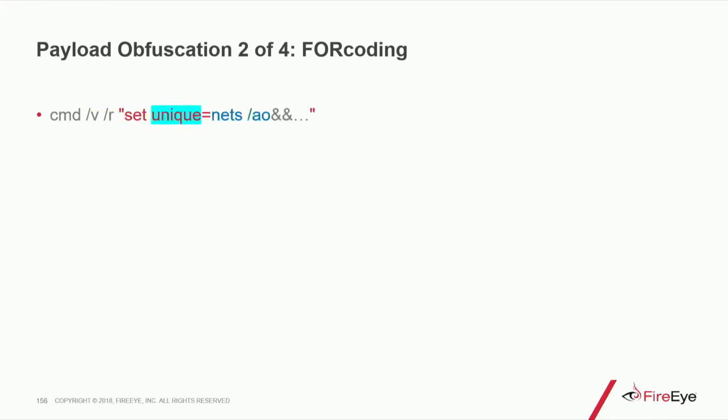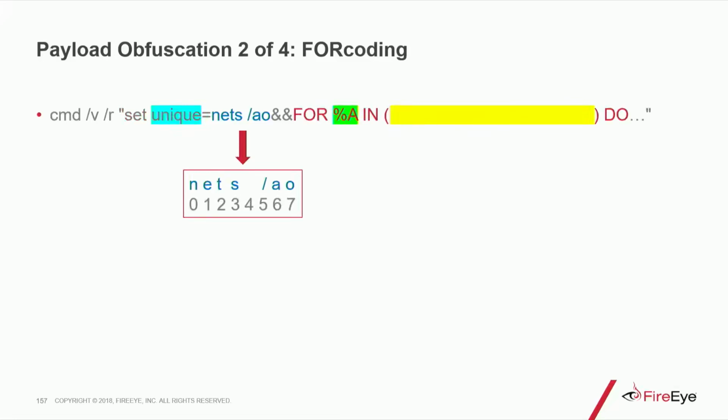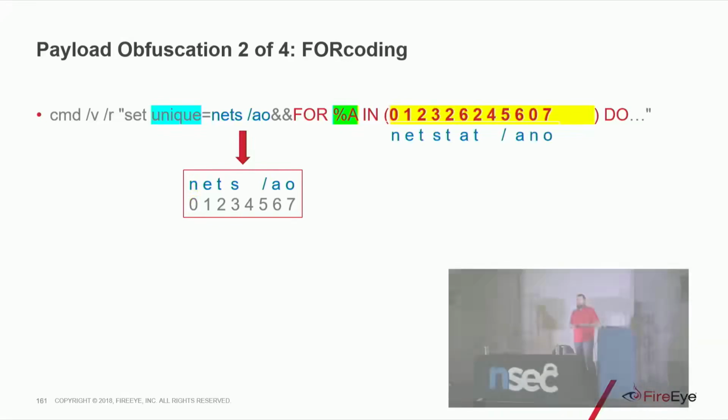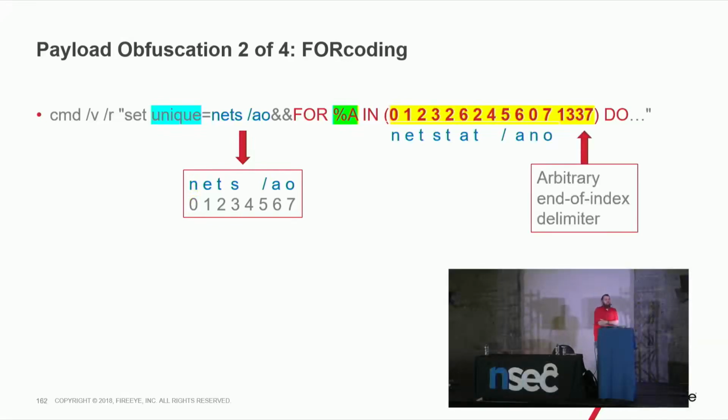All right, anyways, for loop encoding, how do we do this? Well, we take our command, we take all the unique characters for that command, and we set it in a variable, let's call it unique. We then have a for loop, and inside of that, we're going to put the indexes of each character of our command. So for netstat, 0, 1, 2, etc., that's our command. And then we're going to end with one more value that in this case is just not going to be one of the normal values, and this is kind of our bookend delimiter.